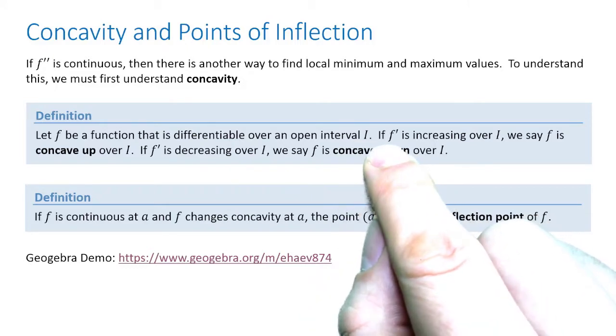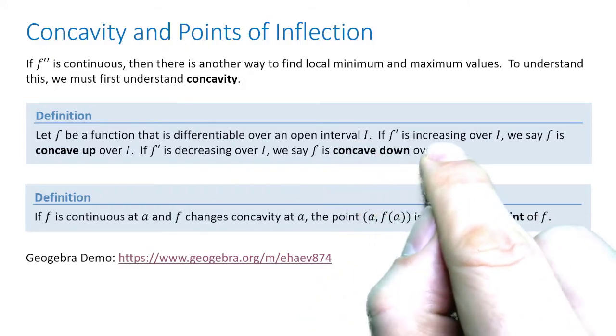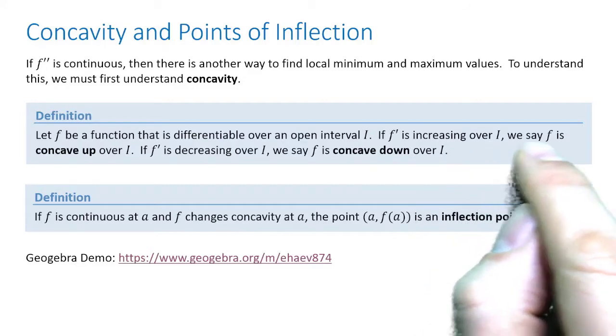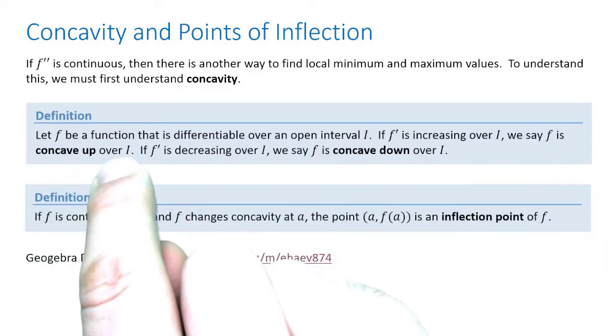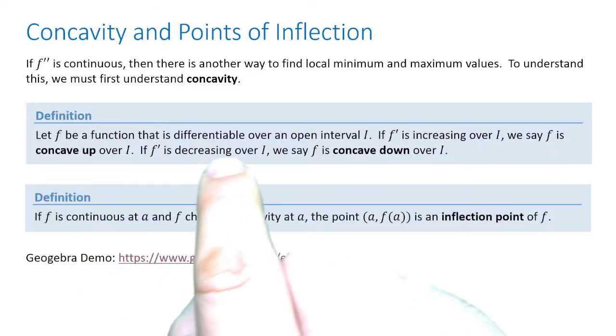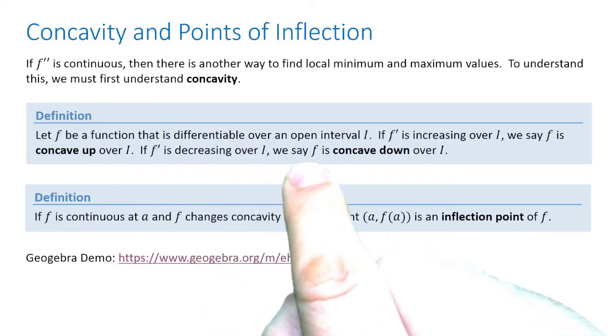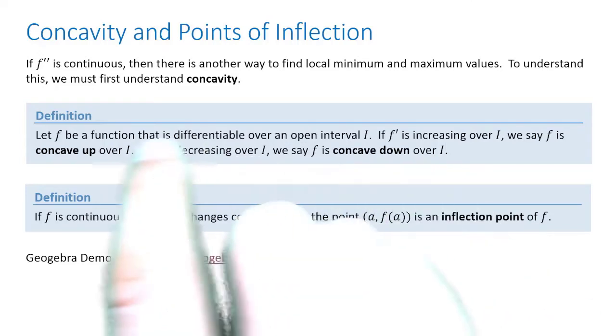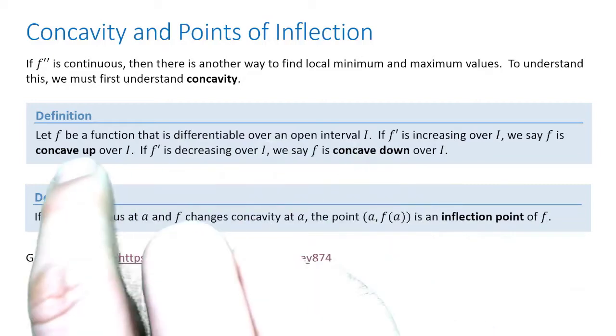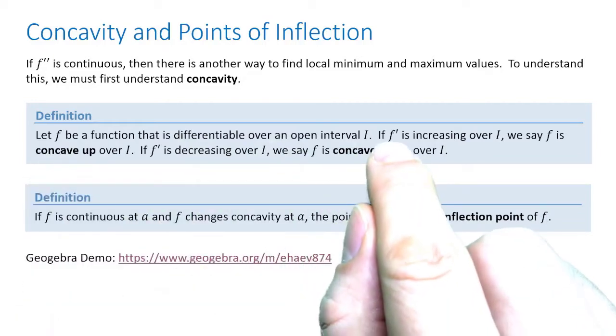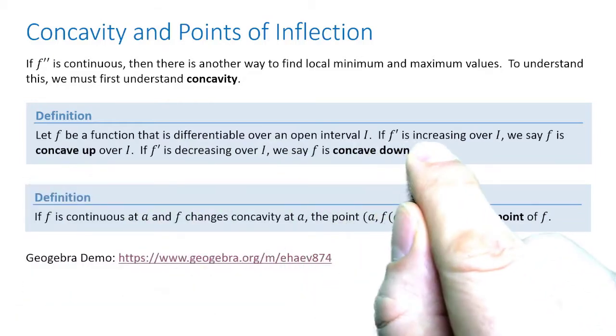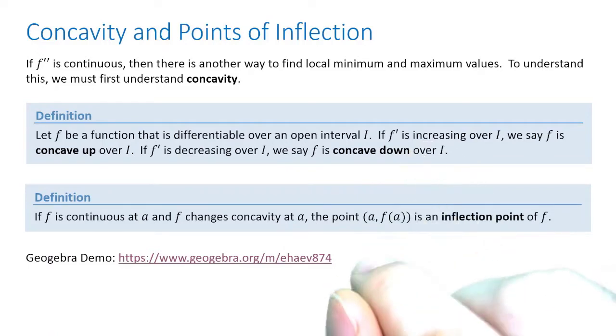If f prime, the derivative of f, is increasing over I, we say that f is concave up over I. If f prime is decreasing over I, we say f is concave down over I. So that's what it means to be concave up or concave down. A function's concave up if its derivative is an increasing function. Now, we talked about what it means to be an increasing function in the last couple videos, right? So make sure you watch those if there's any confusion on that issue.